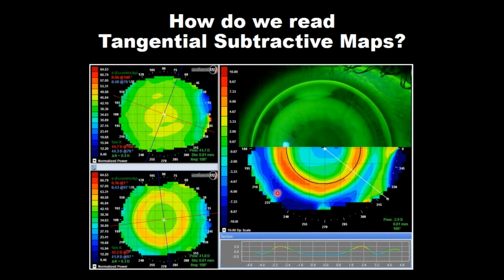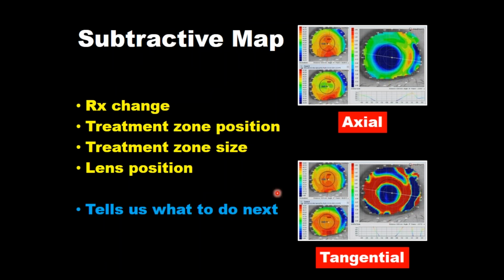So we use these subtractive maps to appreciate where the lens is positioning. We use it to understand the RX change, the treatment zone size, the treatment zone position. There are so many valuable things that we can learn from the subtractive map. So never use just the post-treatment map by itself. You have this great tool in all corneal topographers called a subtractive or a difference or a comparison map, and that is the most valuable function in orthokeratology or CRT treatment.